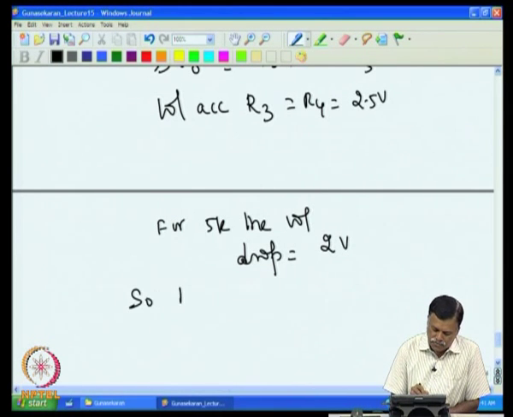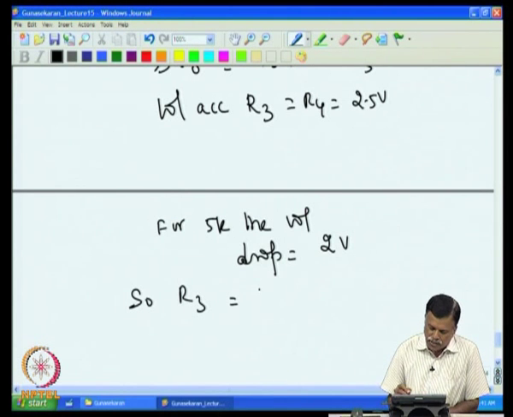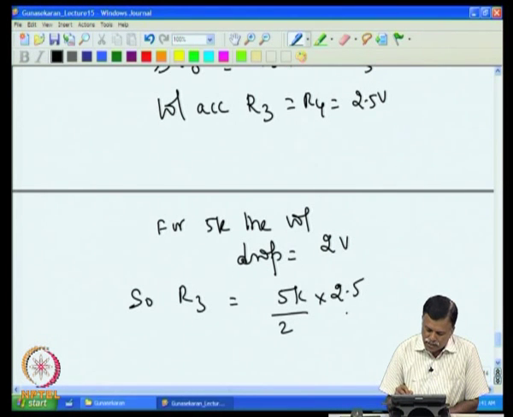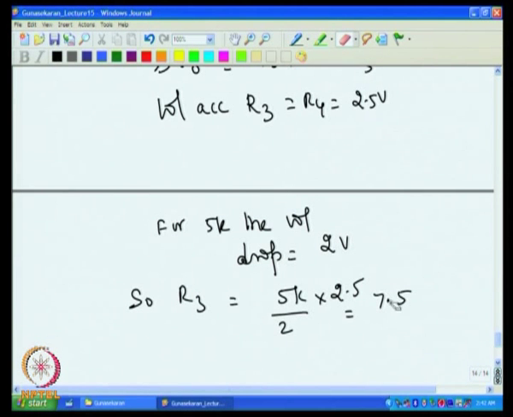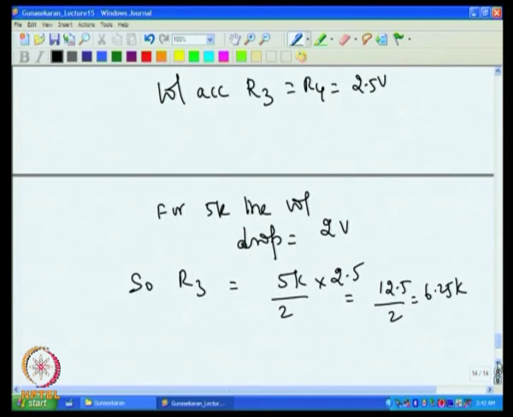So, R3 will be 5K divided by 2 into 2.5, that comes out to be 7.5, no sorry, 12.5, divided by 2, that is 6.25 K. So, we need R3 equal to R4 equal to 6.25 K.